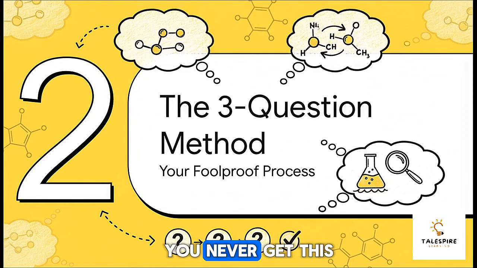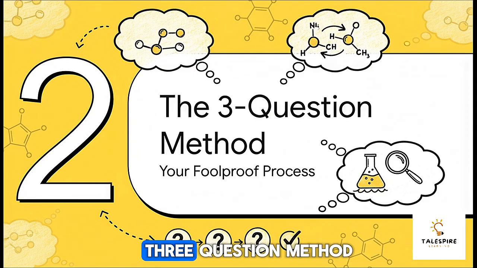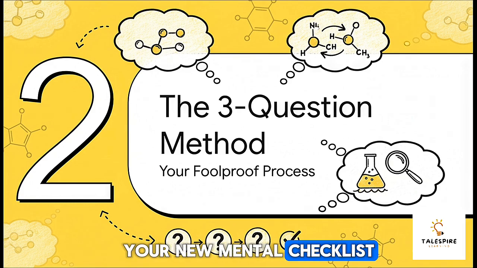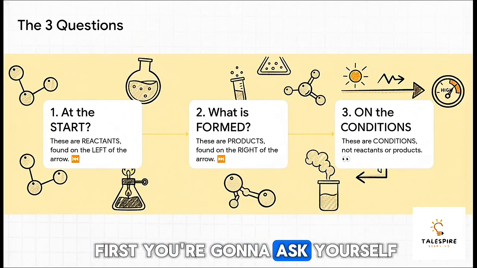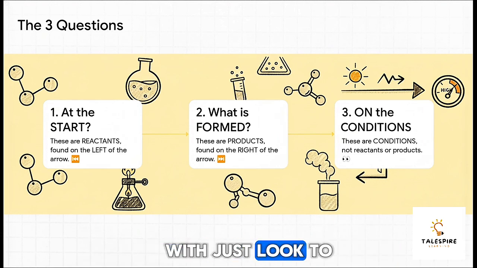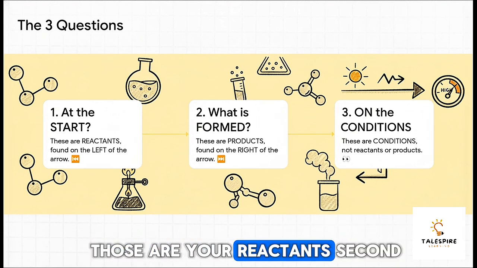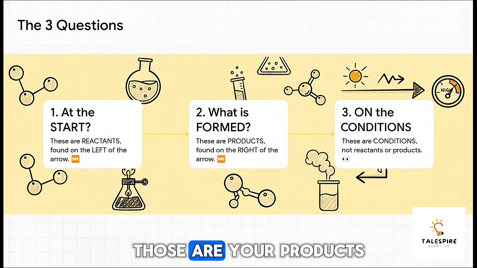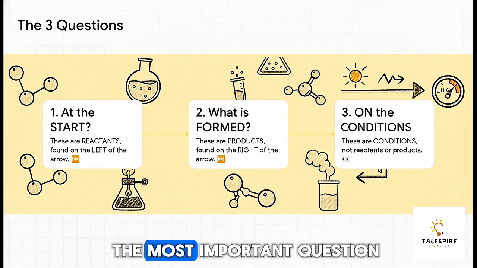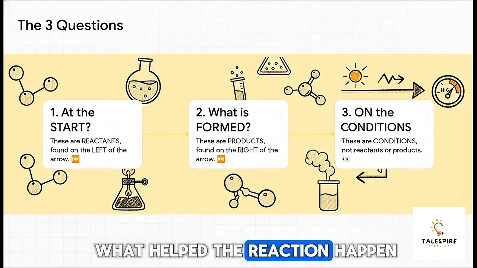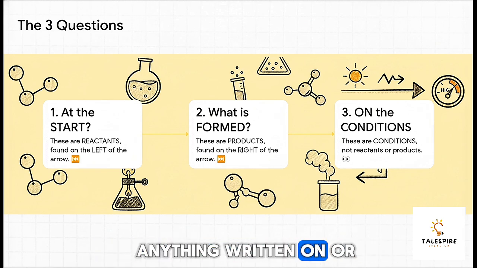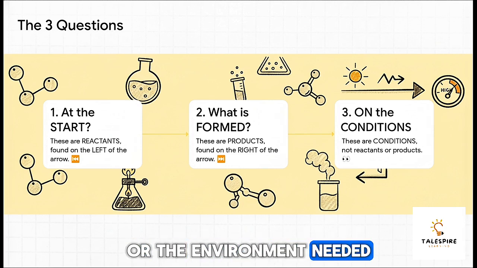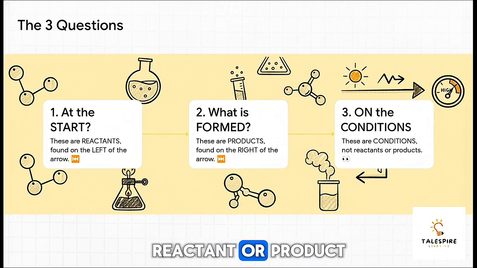So to make sure you never get this wrong again, I've got a foolproof 3-question method you can apply every single time. Think of it as your new mental checklist. First, ask yourself, what did I start with? Just look to the left of the arrow, those are your reactants. Second, what new things did I end up with? Look to the right, those are your products. And finally, the most important question, what helped the reaction happen? Anything written on or near the arrow itself is a condition. It's the secret ingredient or the environment needed for the change, but it's not a reactant or a product.